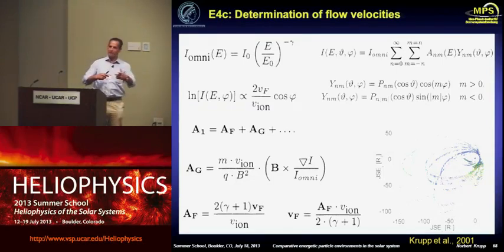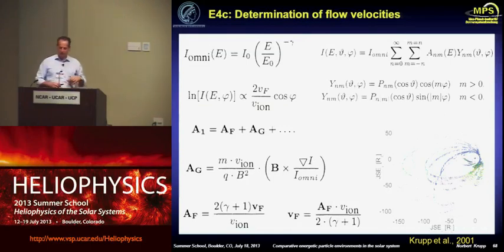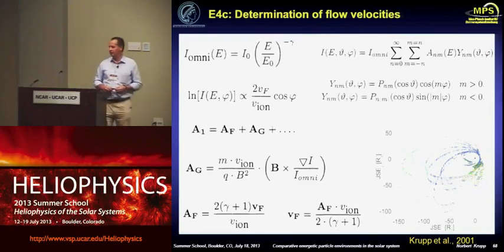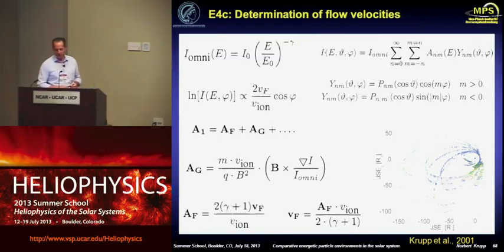So there are no gradients present which make an anisotropy measurement, but only the E cross B drift, which is mass and species independent, is the drift velocity which creates the measurements. From those anisotropy measurements, by knowing the spectral slope of your measurement, you can determine the flow velocity, and this has been done along the entire orbits of Galileo.